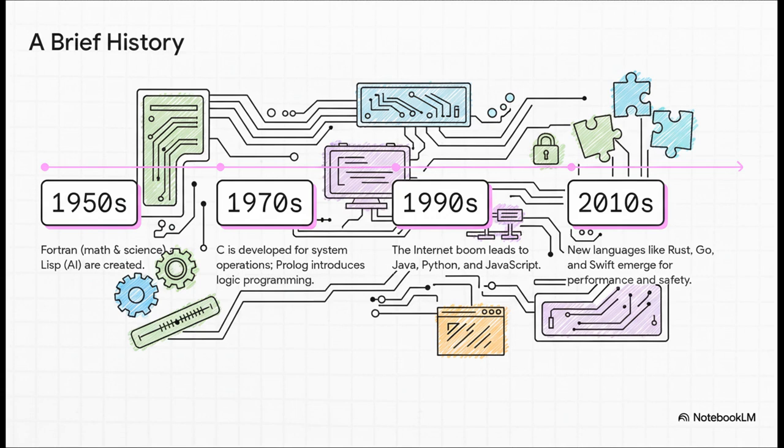Back in the 50s, the big challenge was scientific computing, so we got Fortran for math. Then, in the 70s, we needed to build operating systems from the ground up, so C was invented. Fast forward to the 90s, the internet is booming, and suddenly we need languages like Java, Python, and JavaScript to build the web. And now, in the 2010s and beyond, the focus is on performance and safety, so we get languages like Rust, Go, and Swift.